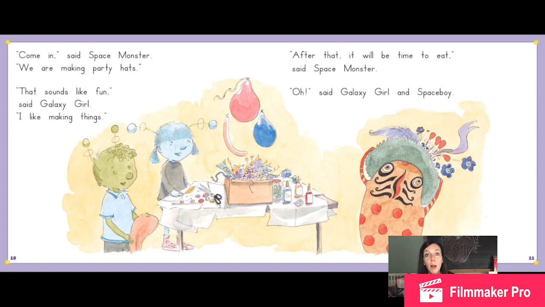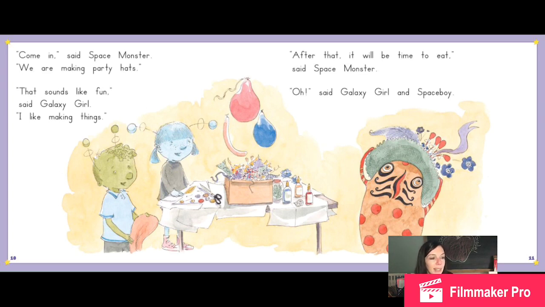So we want to make sure that our voice goes up and down and changes to match the character and how we think the character would sound. And if there is a question mark at the end, we want our voice to go up. If there's an exclamation point at the end, we want our voice to sound excited, and we want to read it like we would say it.